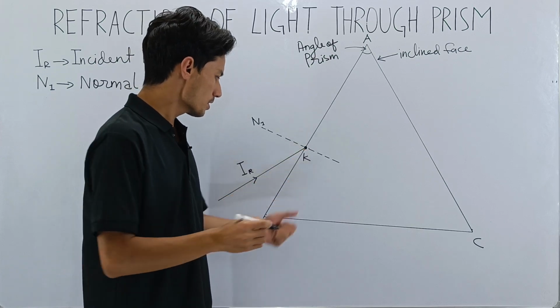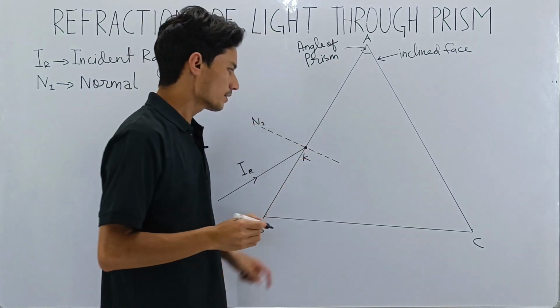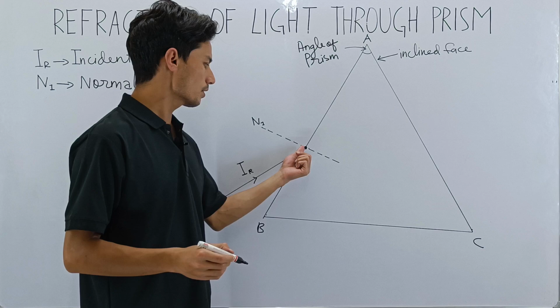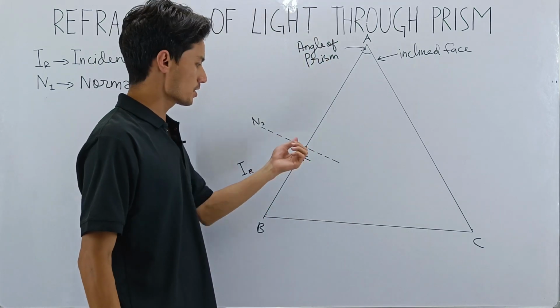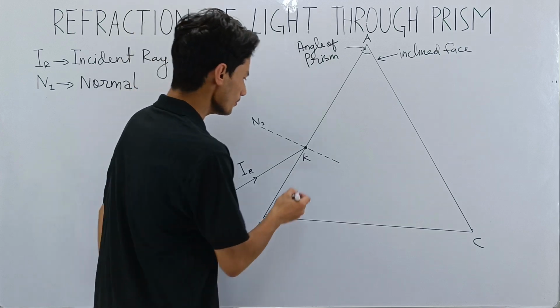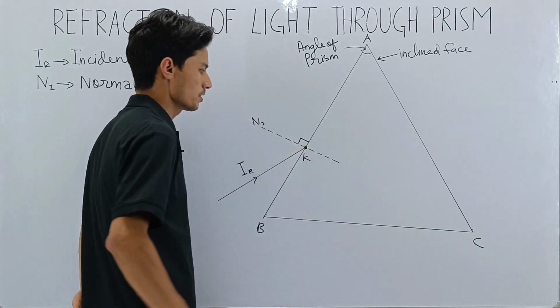The point of incidence is the point where the light touches the surface. We can also call it the landing spot, where the light actually makes contact with the surface. This is perpendicular, so we can always write like this.